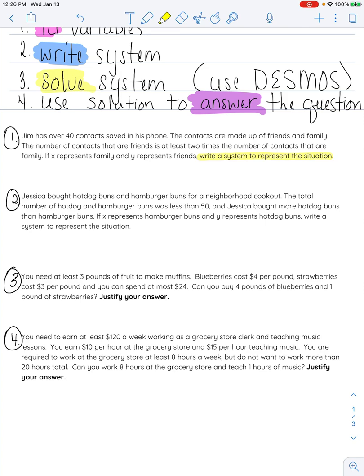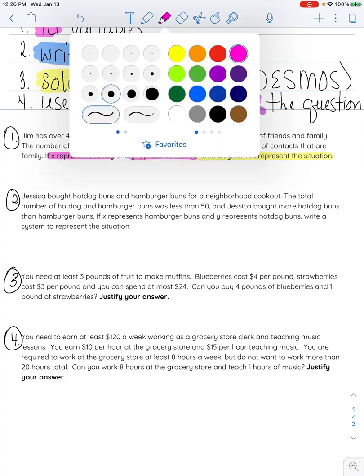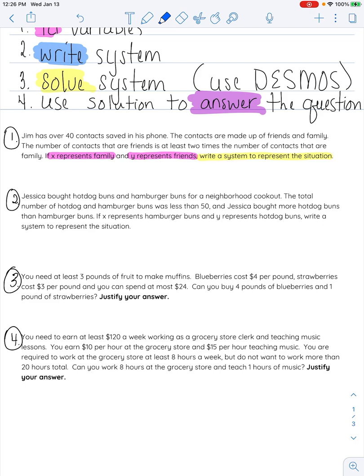First, I need to identify my variables. Well, they were nice enough to do that for us. They said that X represents family and Y represents friends. Now let's reread a little more carefully to look for relationships. I'm going to use blue. Jim has over 40 contacts. Over 40 contacts. So that tells me if he has friends and family, he has greater than 40. So that's going to be my first inequality in the system.